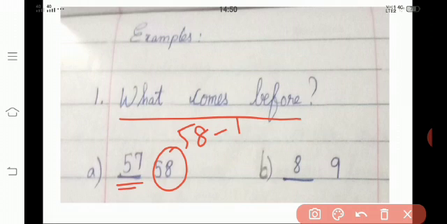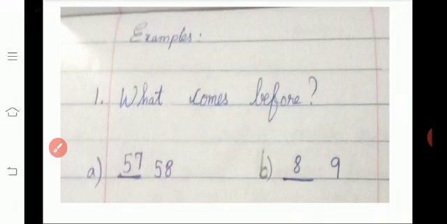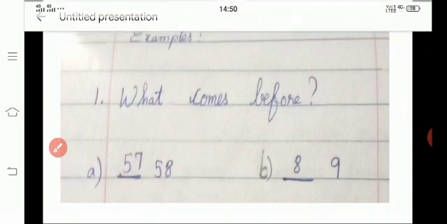Okay children, look at example B. We have 9. If we subtract 1 from 9, we get 8. 8 is the before number of 9. Okay children, shall we move on to the next one?